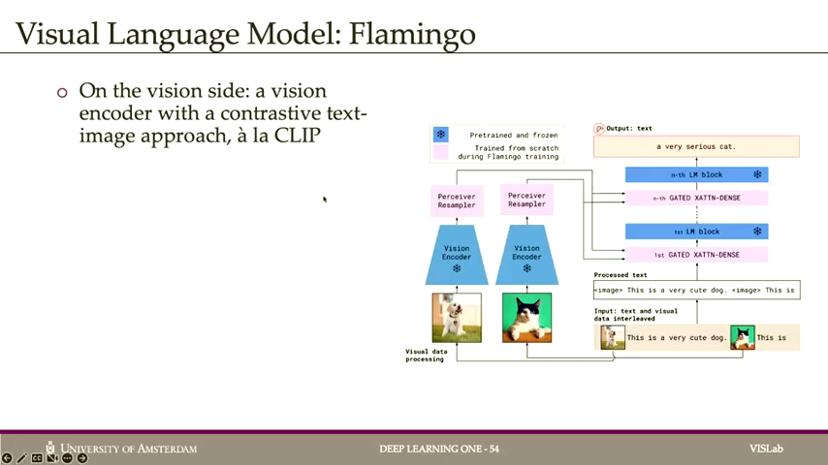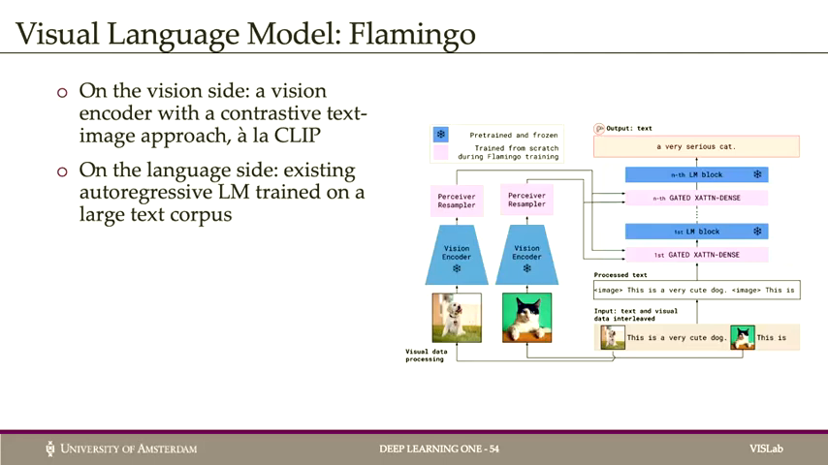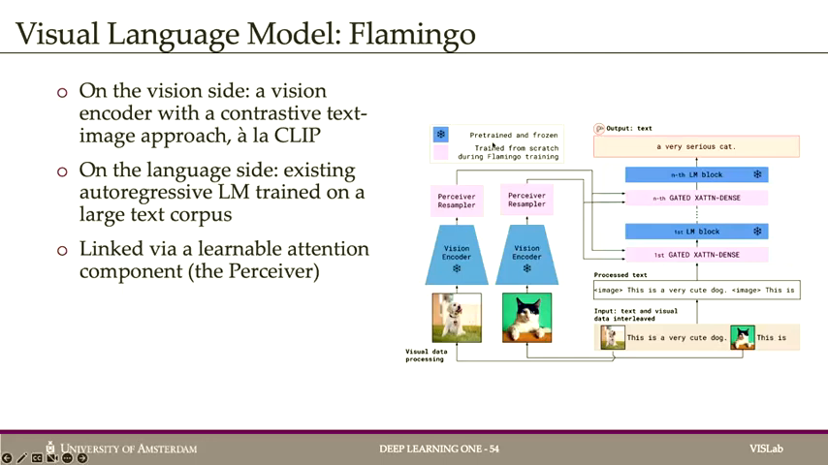So let's just see what the model looks like. On the vision side of Flamingo, we have encoders like CLIP. On the language side, we have GPT-like models, like an autoregressive language model. And those two structures, the encoder and decoder, are linked with a learnable attention component, which is in this case called the perceiver.